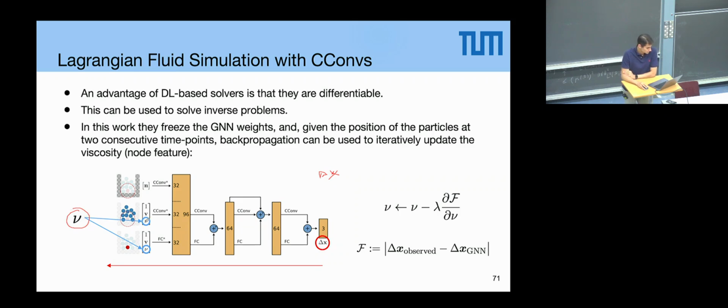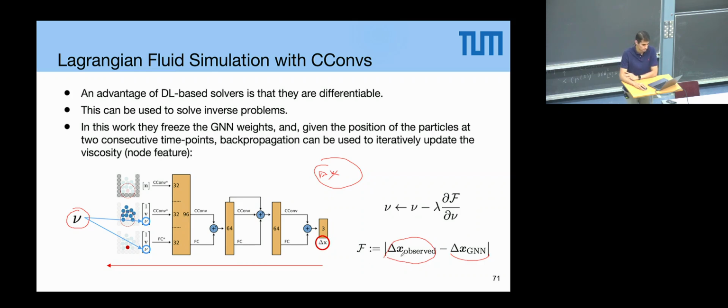This viscosity will go into the input features for the nodes, and we evaluate the network and get some delta x. This delta x is not the one that we were observing, it's not the one that we know from the given simulation. So we can compute the difference between the correction predicted by the GNN and the correction that we got from the data, the one that we were observing.